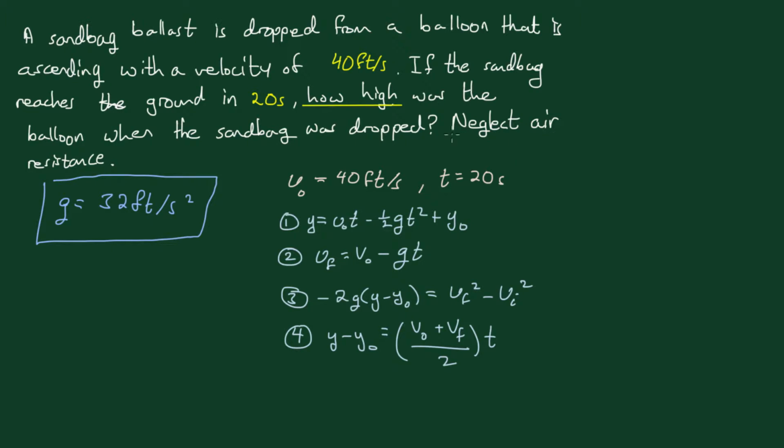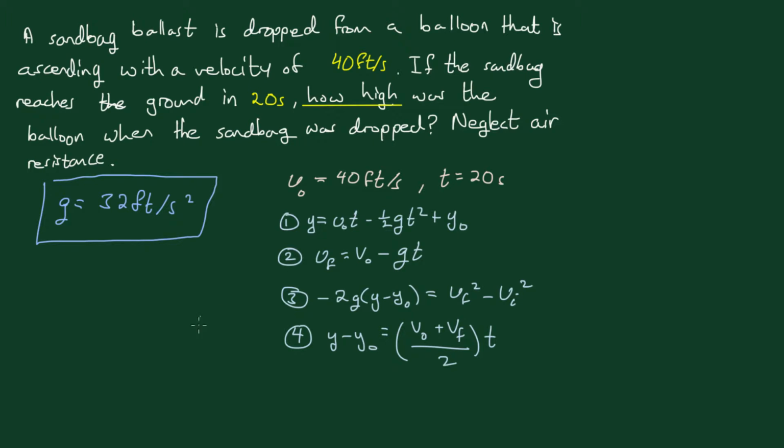It also tells us to neglect air resistance, so you don't really have to worry about the sandbag slowing down or anything like that. Another key thing is we're using feet per second here, so we have to keep in mind that g is also going to be in feet per second squared. When you're using feet, g, the acceleration due to gravity, is 32 feet per second squared. When we're using meters, it's 9.81 meters per second squared. But with feet, we have 32 feet per second squared.